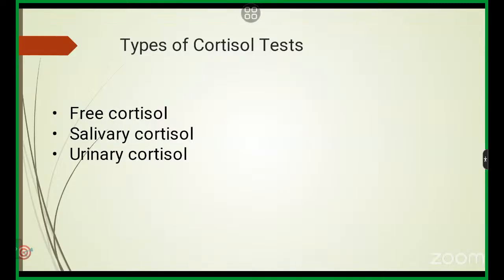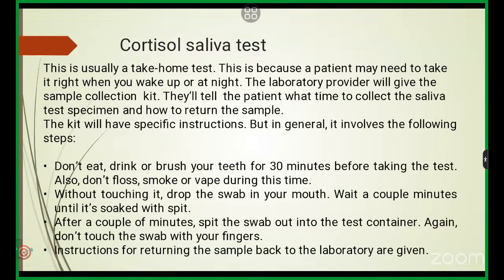There are three types of cortisol, especially in testing. We have free cortisol. We have also salivary cortisol. We have also urinary cortisol. Cortisol saliva tests sometimes can be difficult to do, especially for patients who come to an inpatient center or outpatient center, and you can't refer some of these patients. You cannot refer them for an admission because of the test alone.